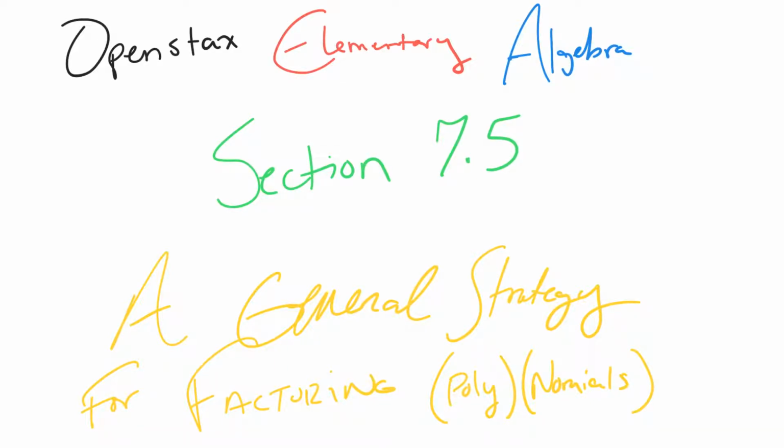Hey everybody, I'm going to do a little video here talking about section 7.5 in the OpenStax Elementary Algebra book, called A General Strategy for Factoring Polynomials. So here we go.